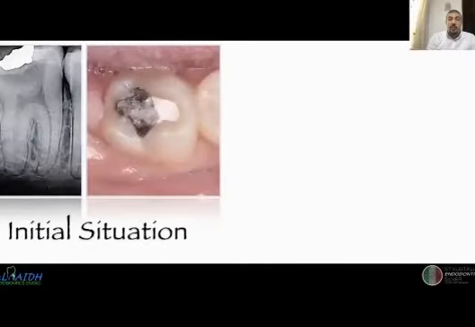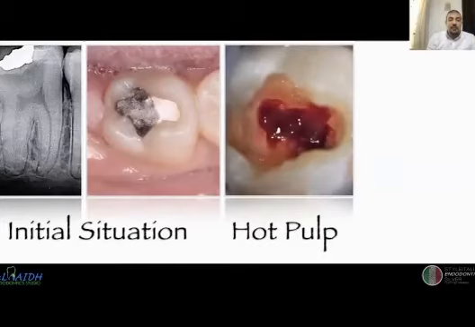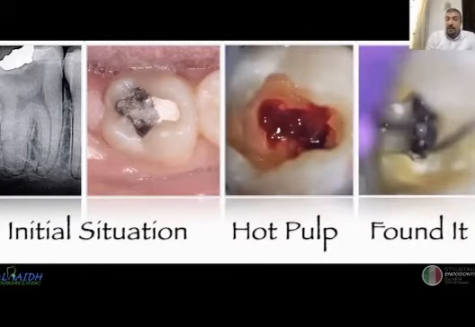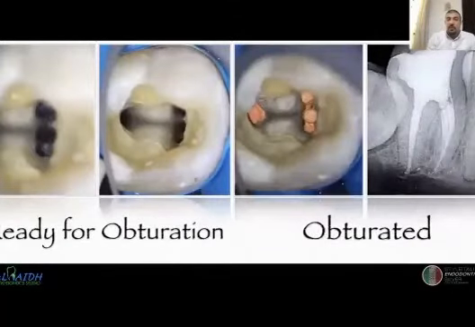This is another example of a lower 7. Also in the radiograph, everything is ordinary. Nothing unusual. It was a hot pulp, but after examining under the microscope, we found 3 mesiobuccal canals. So these canals were prepared and obturated. Now we can see that these extra canals couldn't be identified with the radiograph.